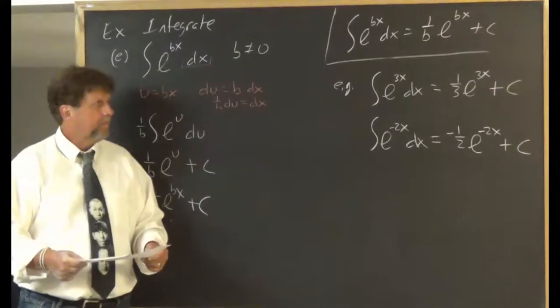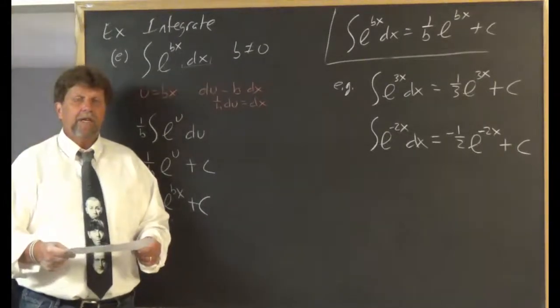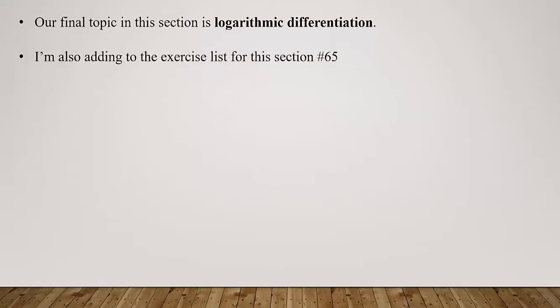So hey, let's head back to the slides and see what the final topic is in this section. All right, you're probably seeing why I broke this section into two parts. There's a lot of information in this section, and we developed a couple of specialized rules also that you won't find in the book. But there's still one more topic in this section. The final topic in this section is called Logarithmic Differentiation. And I decided to add one more exercise. So please add number 65. I want you to do number 65 in addition to all the other exercises I've listed for section 7.2.